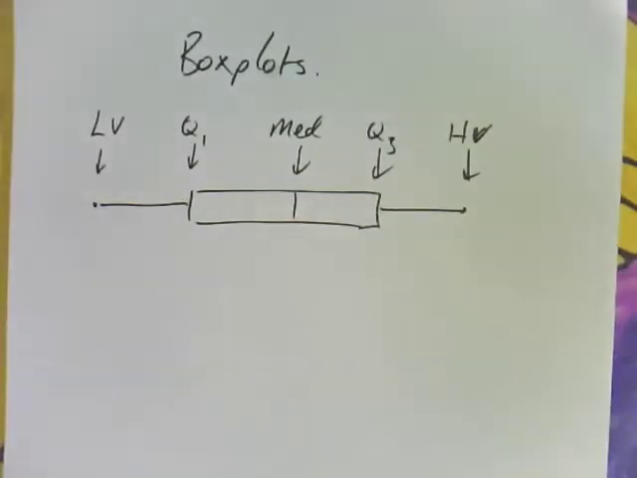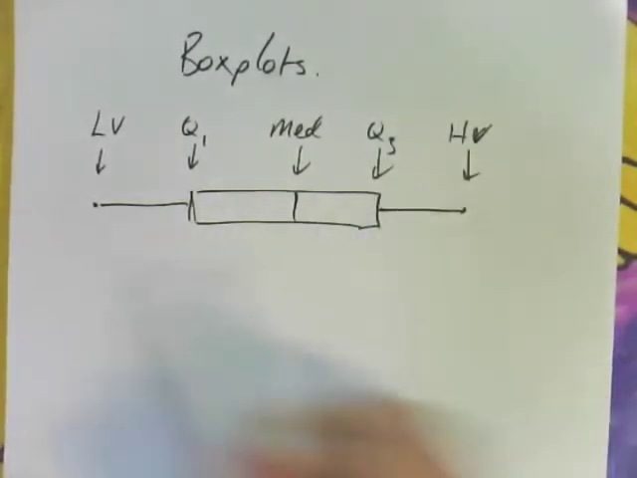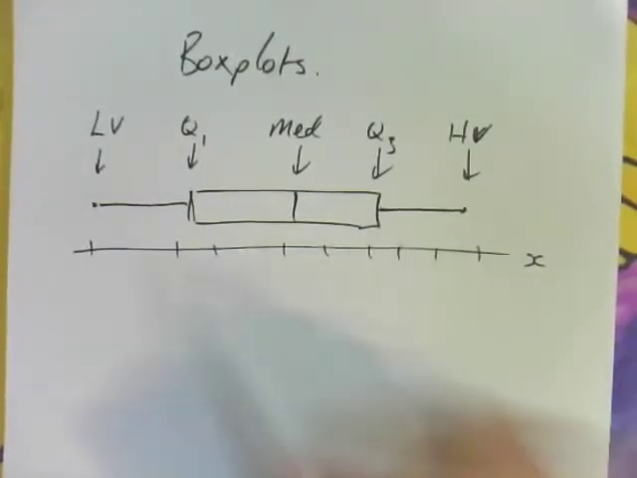Now, I'm pretty sure you can draw a box plot, given that you can find those values, which we worked out in the last video. You can line them up on an axis like that, where this is X and you have values all the way along here. Alright, so that's pretty straightforward.